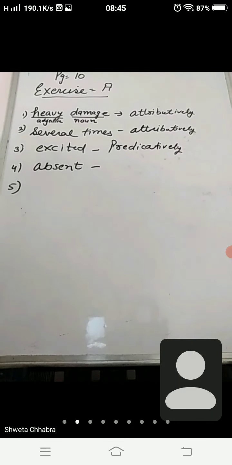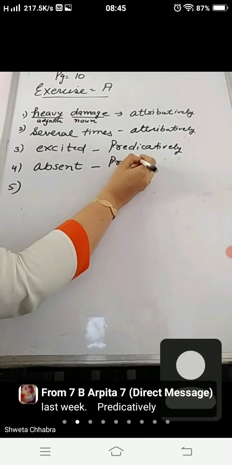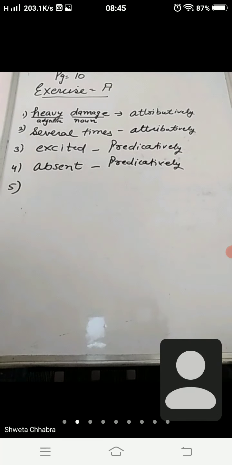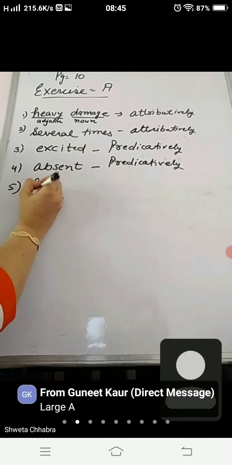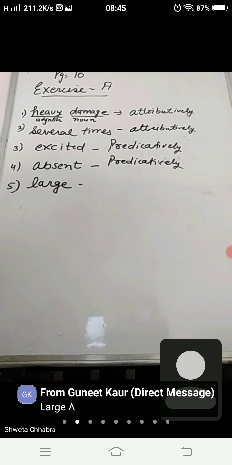Absent is used for verb. Was, sorry, it is also predicatively. Okay. And fifth, Kolkata is a large city. What is the adjective here? Large. So what is that? Attribute or predicatively?